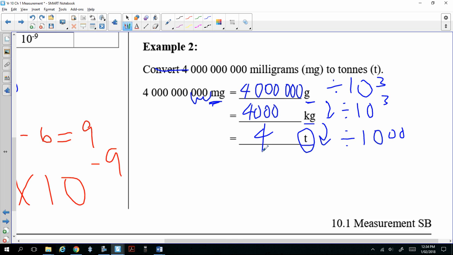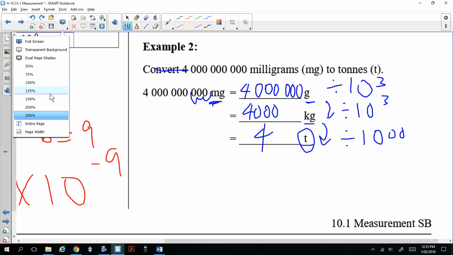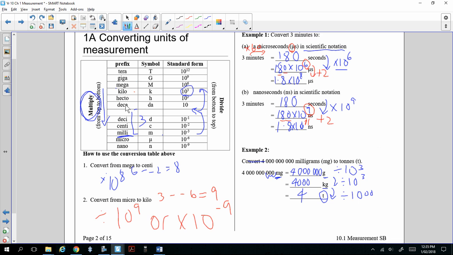Okay, any question about prefixes? Make sure you refer to this when you do the homework. All right, so that's converting units of measurement. We also need to do another exercise today so that we can keep up with the program. This is a short exercise. You can finish that easily. Let's move on to the next page.